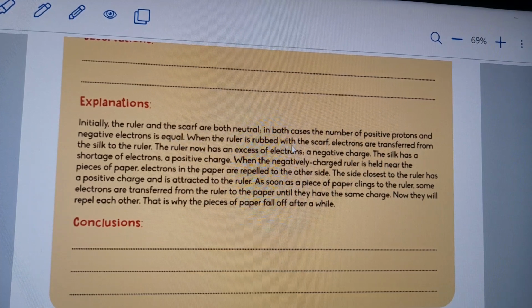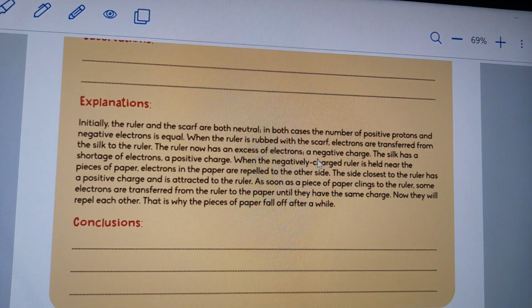When the ruler is rubbed with the scarf, the electrons are transferred from the silk, or from the tissue, to the ruler, and the ruler now has an excess of electrons, which means the ruler is negatively charged. The silk has a shortage of electrons, which means it is positively charged.